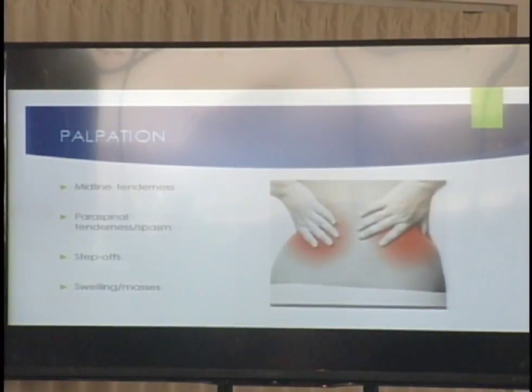Palpation, midline tenderness, paraspinal tenderness. Most kids or adolescents with back pain will have some degree of lumbar muscle spasm. And so you can sometimes feel that on exam, or they'll say, oh yeah, that kind of hurts over my muscles. It's less common to have, say, midline point tenderness. Step-offs, if they have a significant slip, spondylolisthesis, you could maybe feel where there's actually a dip or maybe a gap or something when you palpate their spine.